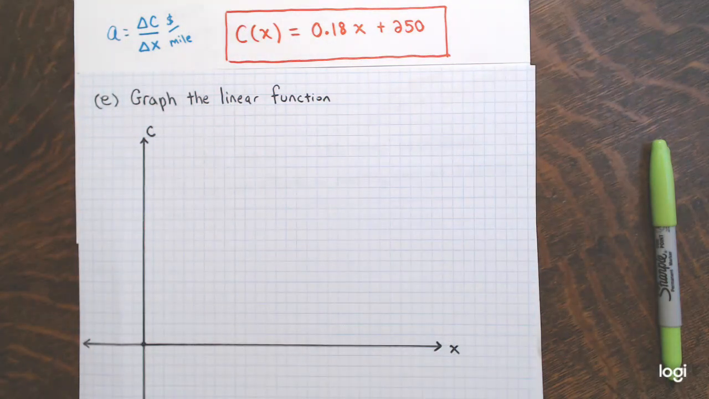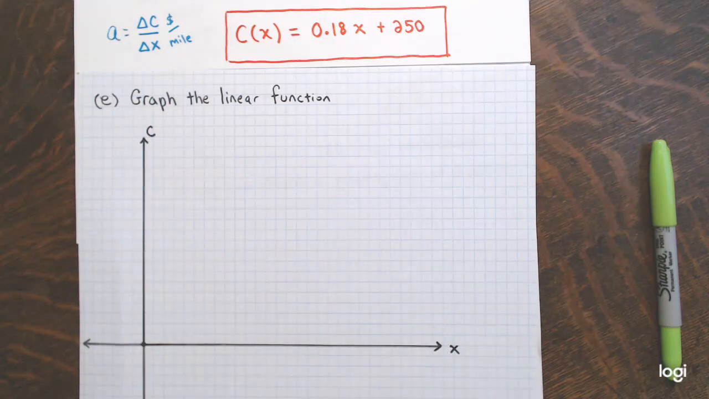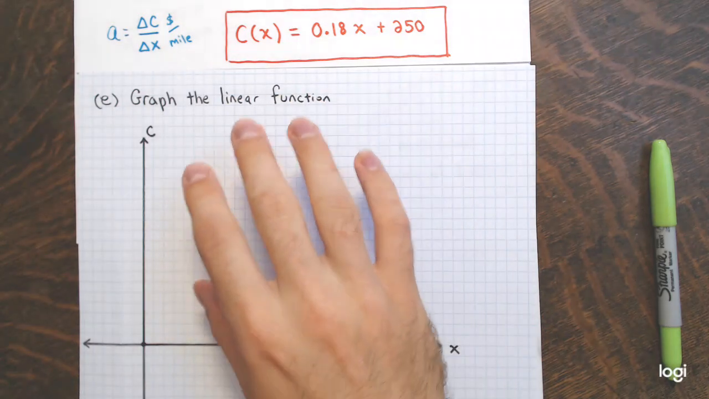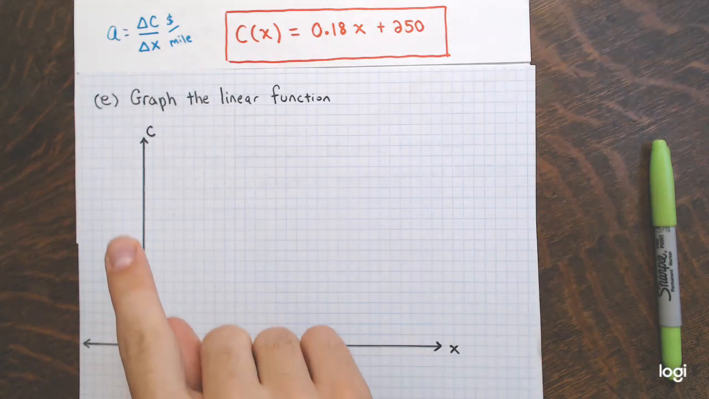Now I've already written my axes. Horizontal axis represents the miles driven, x. The vertical axis, the cost, c, or c of x. And then notice how I have the bulk of it up here in the upper right quadrant, where I have positive x values and positive costs.